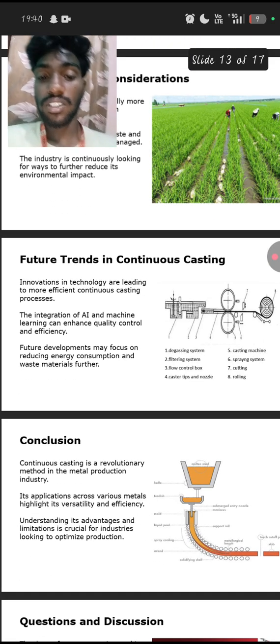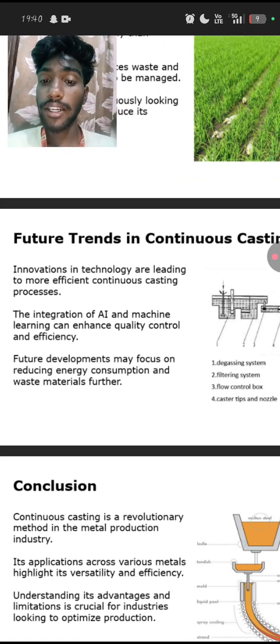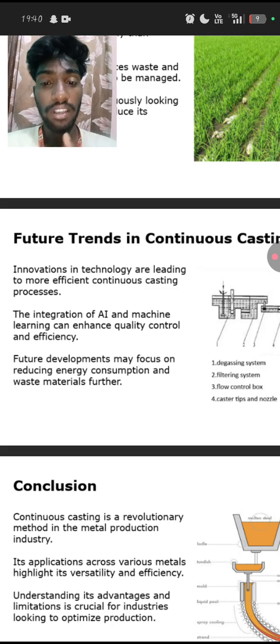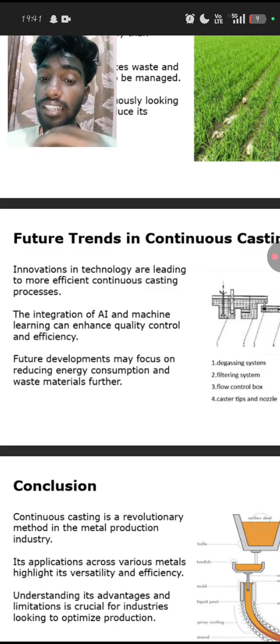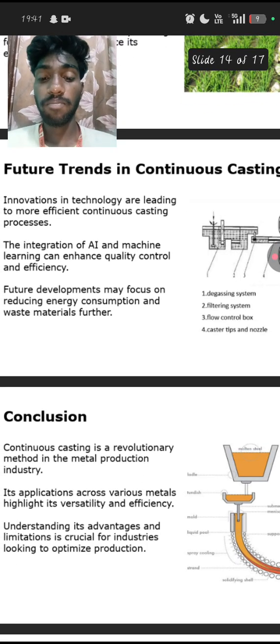Future trends in continuous casting. Innovations in technology are leading to more efficient continuous casting processes. The integration of AI and machine learning can enhance quality control and efficiency. Future developments may focus on reducing energy consumption and waste materials further.